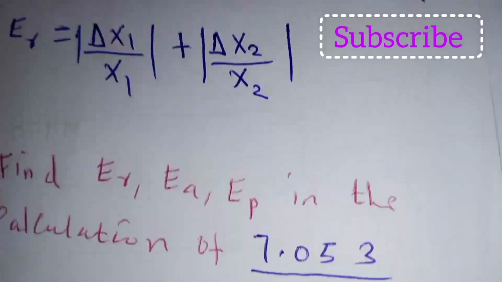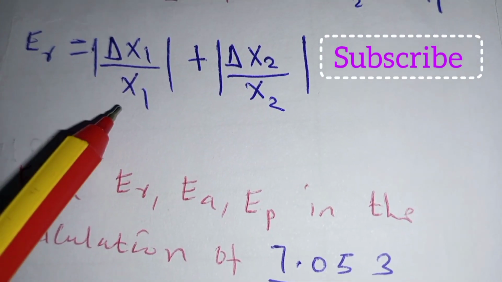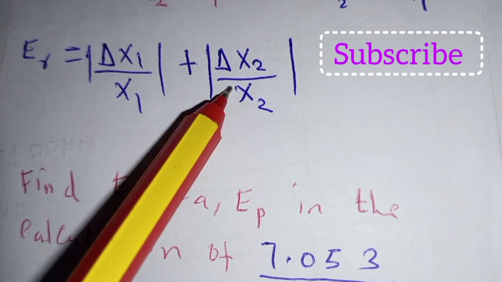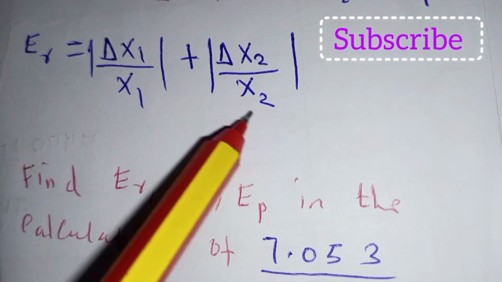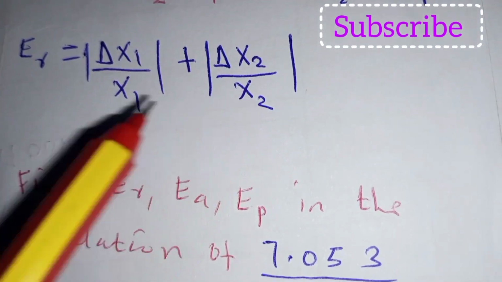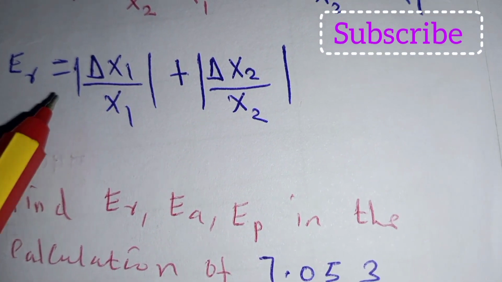Remember, the general formula is this one: error in x1 divided by x1 plus the absolute of error in x2 divided by x2. Here, x1 is the numerator and x2 is the denominator. That is how you obtain the relative error of two numbers when you are dividing them.